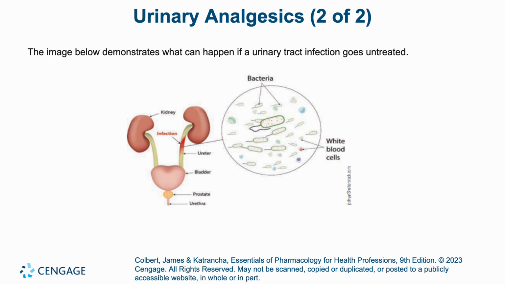So if somebody has cystitis, or a bladder infection or a urinary tract infection, we can look at these urinary analgesics, but it's not a treatment for the actual infection. So they also need to be on an antibiotic of some sort. These, remember, are just used for pain relief.